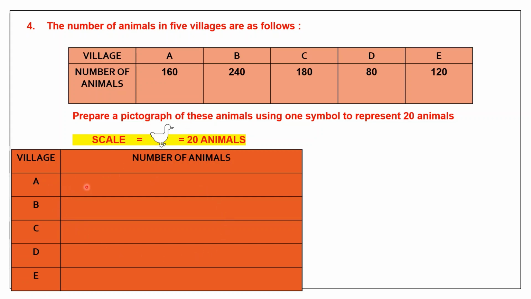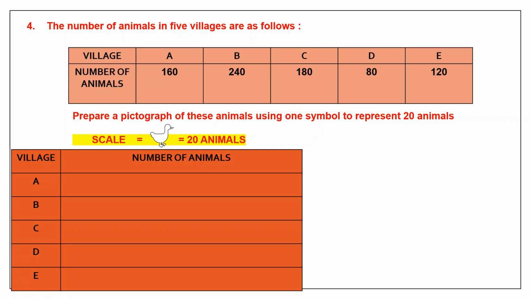So we have our table already here and now we're going to use this symbol, each one standing for 20 animals. Okay, so now let's begin. Now here it says in village A, 160 animals were there. Now we can't draw 160 animals here, isn't it? So we have taken one animal to represent 20 animals. Now this scale is already given to us.